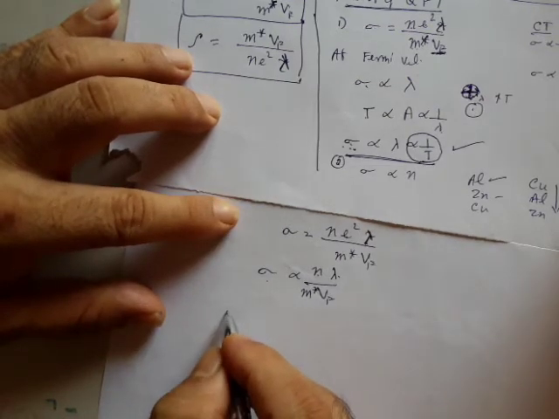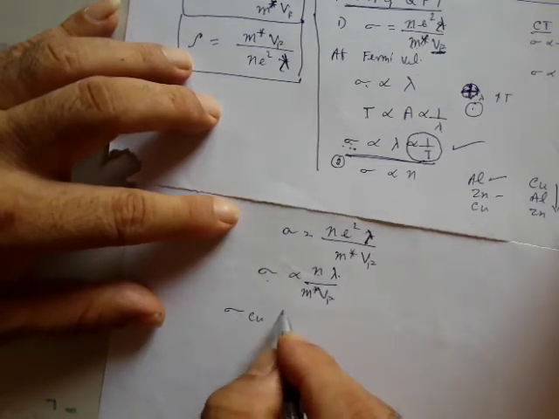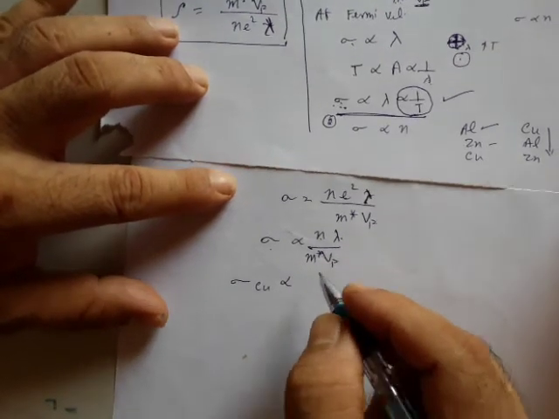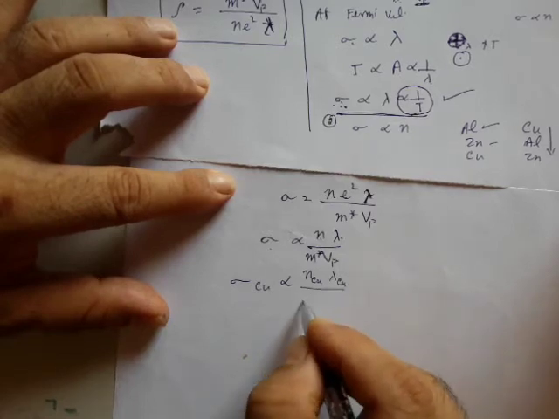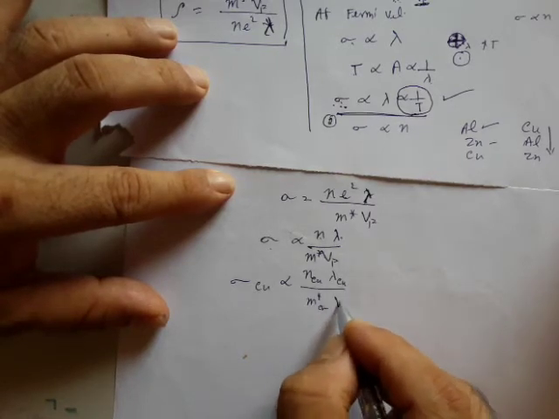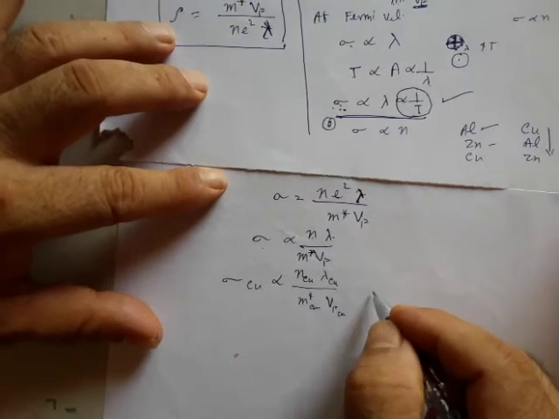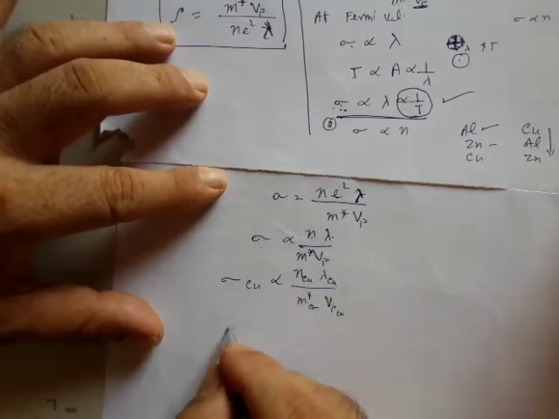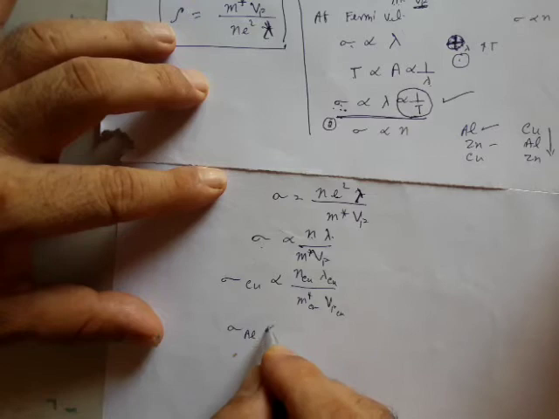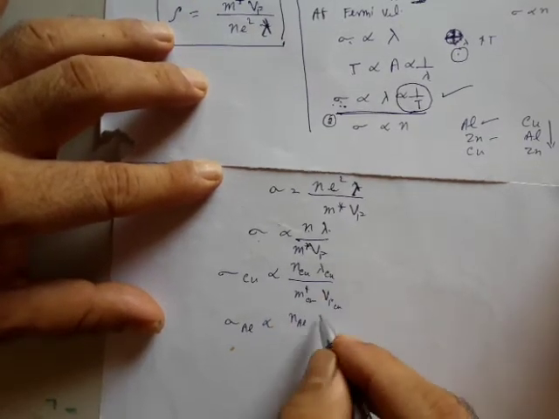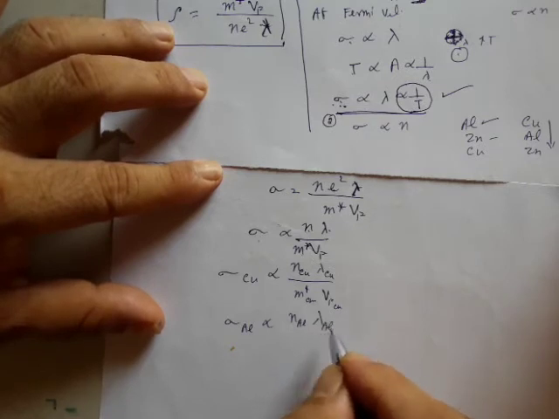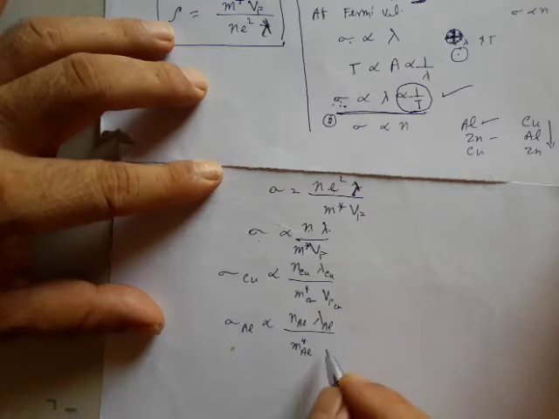Now, let me try to consider sigma for copper. I can say sigma for copper is proportional to the number of electrons of the copper, lambda of the copper, m star of the copper, and Vf, the Fermi velocity of the copper. Similarly, I will take the expression for sigma of aluminium. You consider the number of electrons in the case of aluminum, because they are not the same. The lambda is also not the same. For m star, since aluminum has more electrons, the influence is going to be different, and the Fermi velocity is also going to differ.